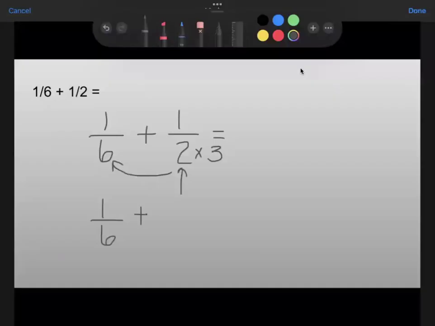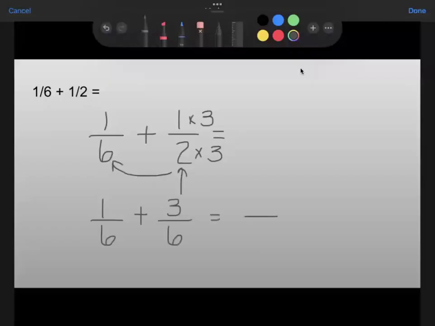Since I have to multiply the denominator of 2 times 3 to get 6, I need to do the same thing to the top so that the fraction stays equivalent. So 1 times 3 is 3, and then 2 times 3 is 6. So now what I'm adding together is 1 over 6 plus 3 over 6.